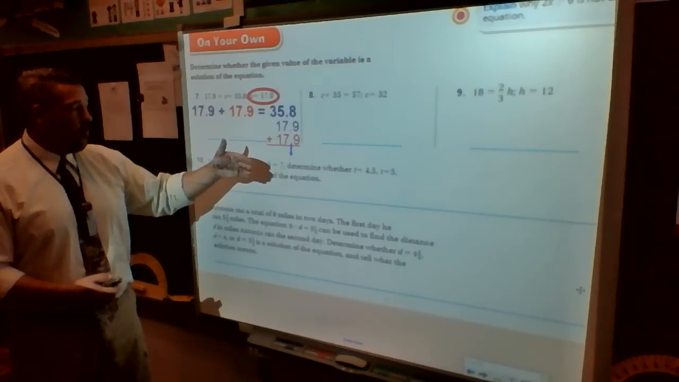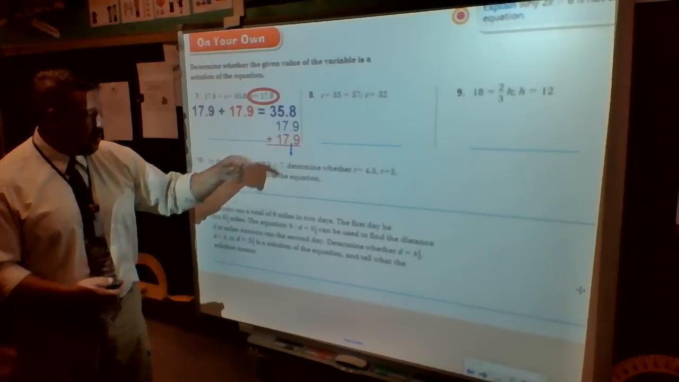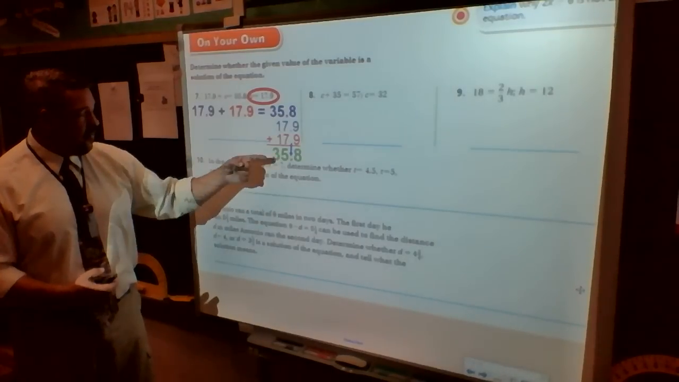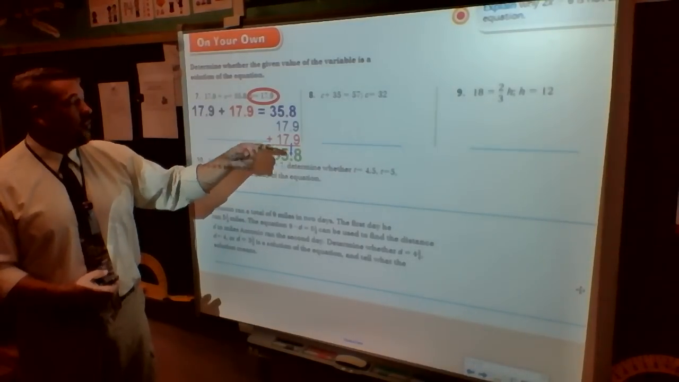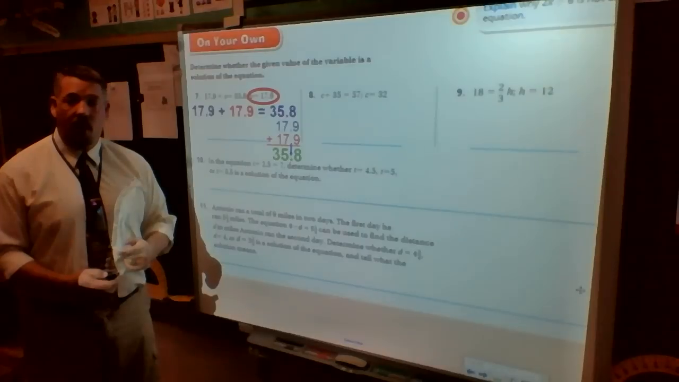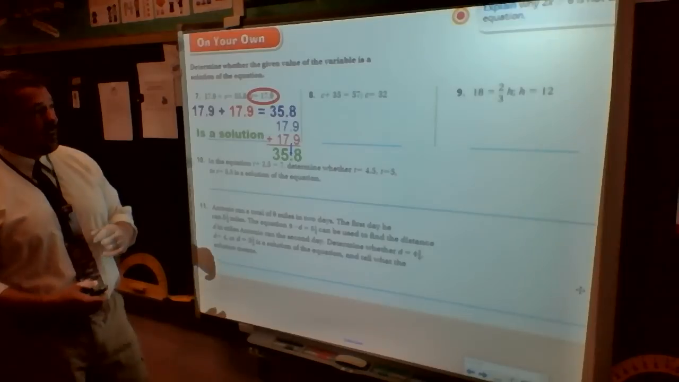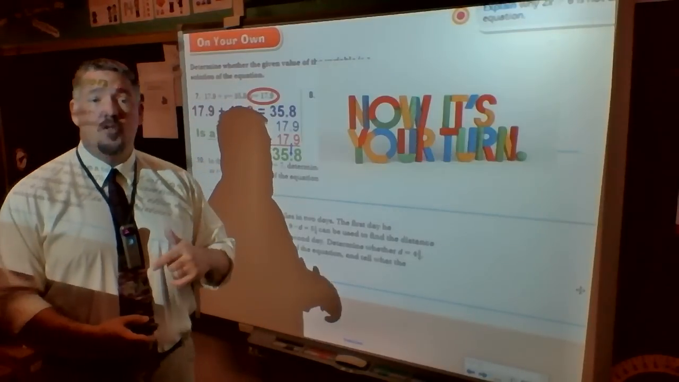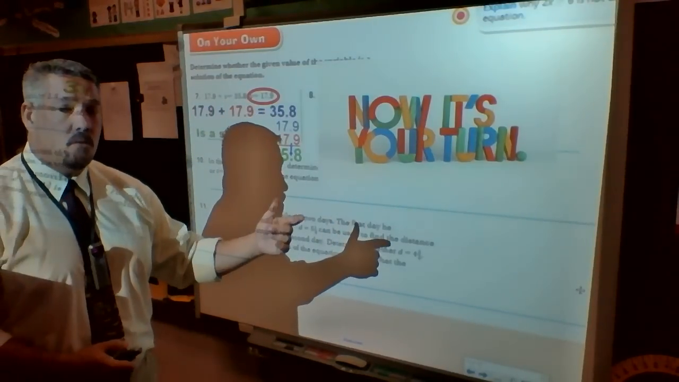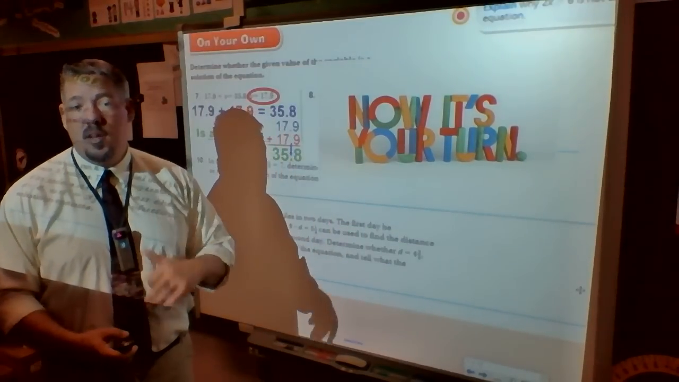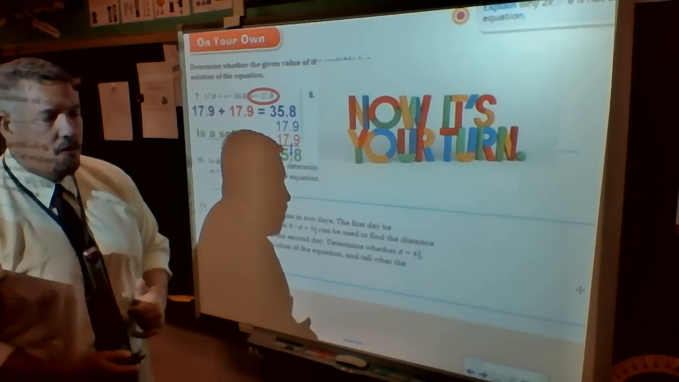I stack them up according to decimals. I bring my decimal down, and then I do the math. And once I do the math, I find out I get 35.8. They tell me it should be equal to 35.8, so I know that is a solution. So that takes me to 8 and 9. I want you to do 8 and 9 on your own. Pause the video, do the work, come back and unpause, check your answers, and see how you did.